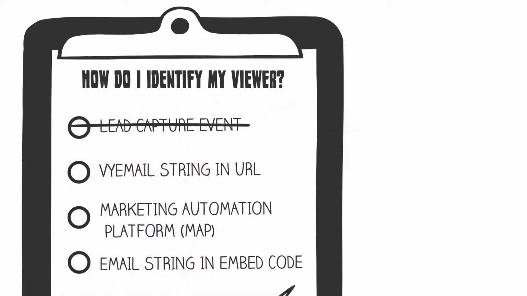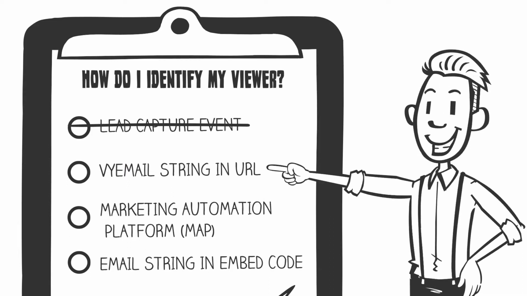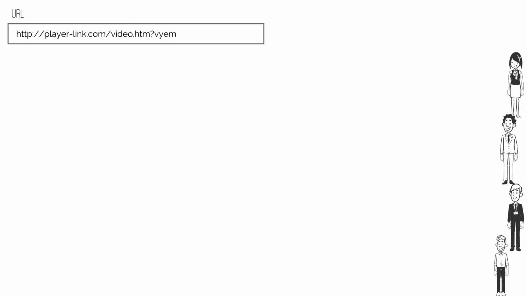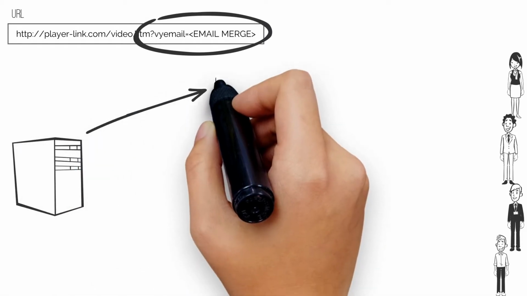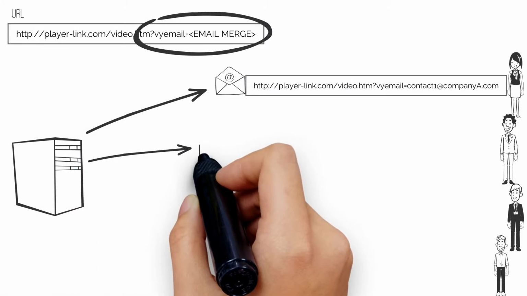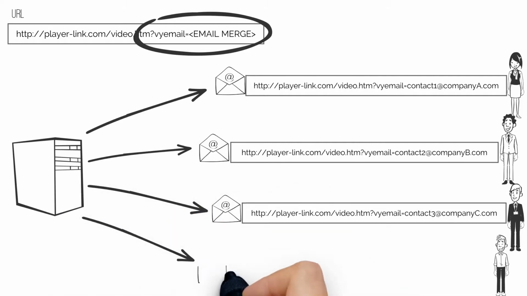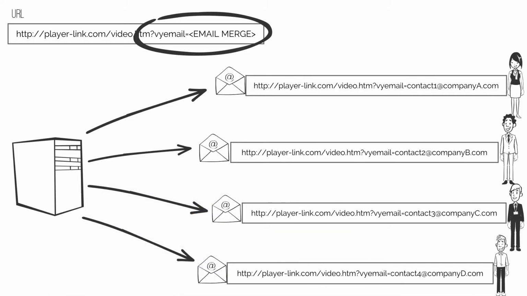The next option is to use a VY email string in the URL. By using this method, you can tie the email address to the viewer without needing them to fill in more forms. So here's how you do it. Simply add the VY email string to a player page hyperlink, perhaps within a video thumbnail, so that each individual contact can be recorded. Very useful in a mail merge campaign.